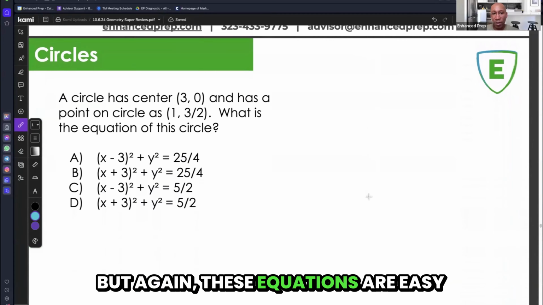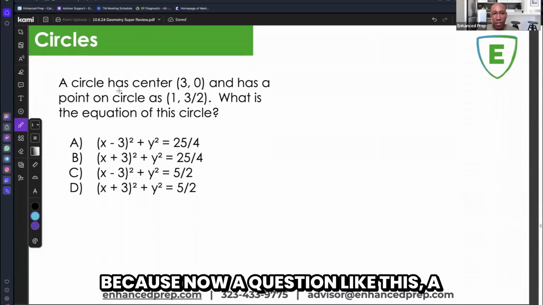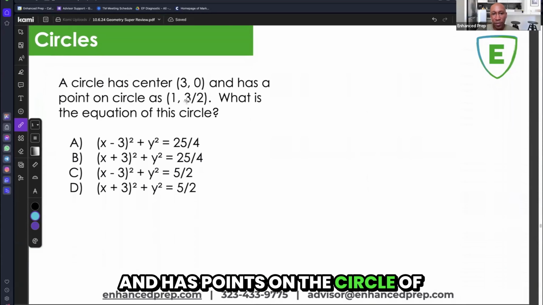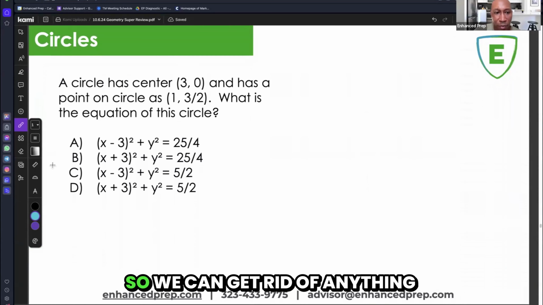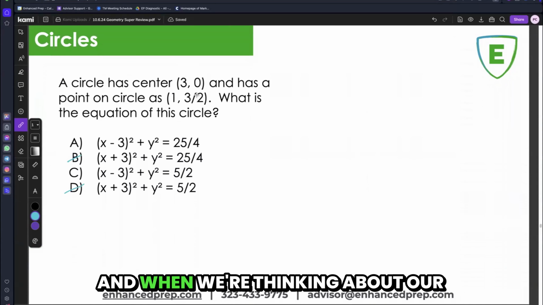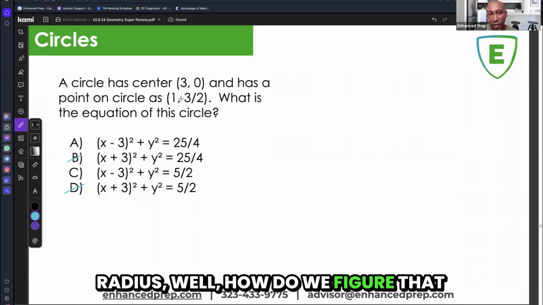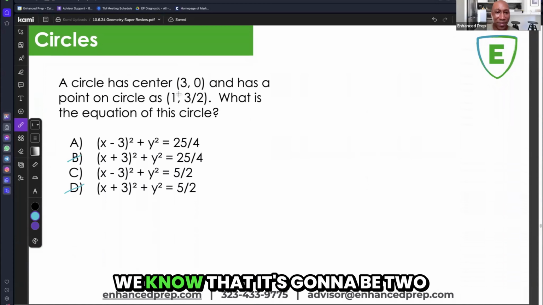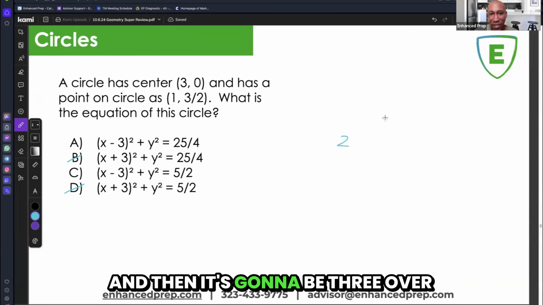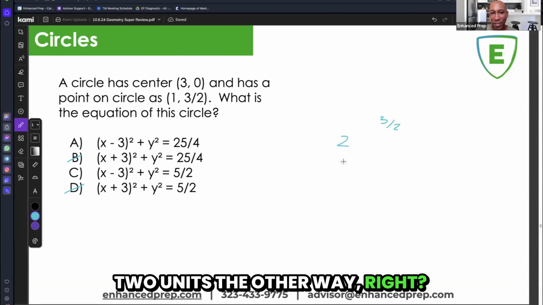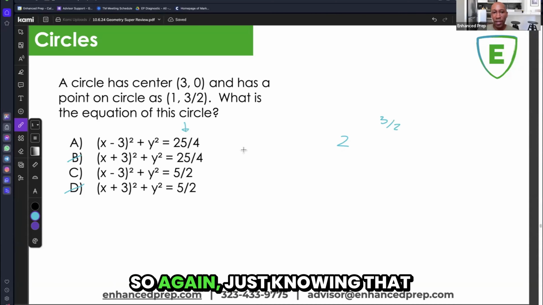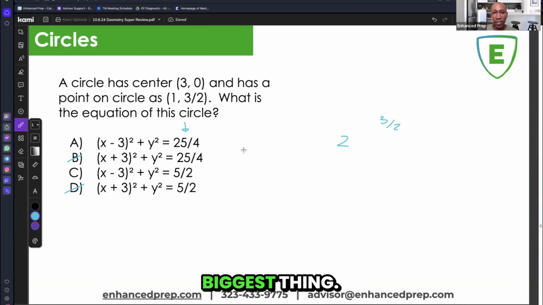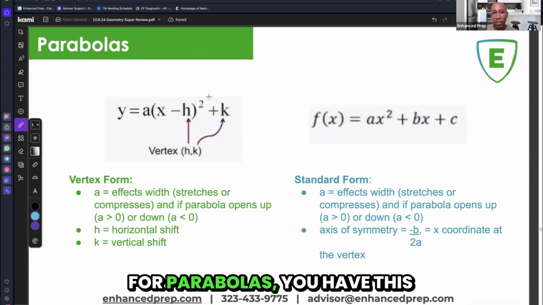But again, these equations are easy because now a question like this: a circle has a center at (3, 0) and has points on the circle of this and this. What is the equation? Well, we know that this is going to be x minus h, so we can get rid of anything that's positive. And when we're thinking about our radius, how do we figure that one out? Well, we know this point is on the circle. We know that it's going to be 2 units that way and then 3/2 units the other way, right? So we can square those values and then add them together, and then figure out what our radius is going to be. And then we can use that to determine this part. So again, just knowing that equation is probably going to be the biggest thing. Last key notes, just remember for parabolas, you have this equation.